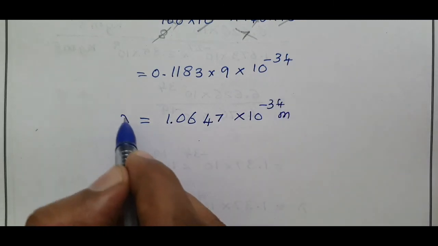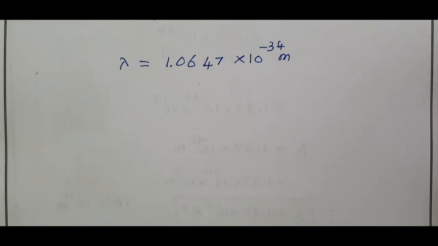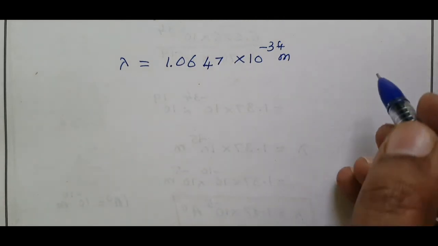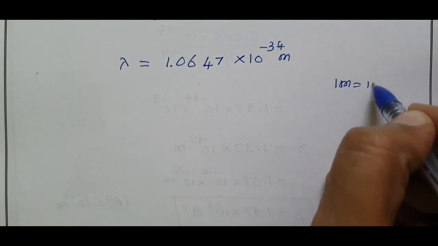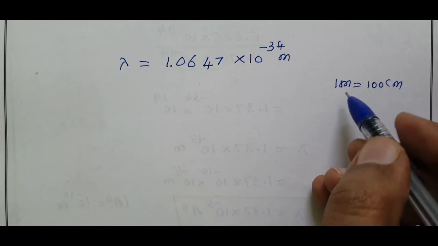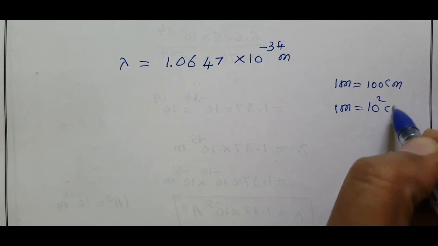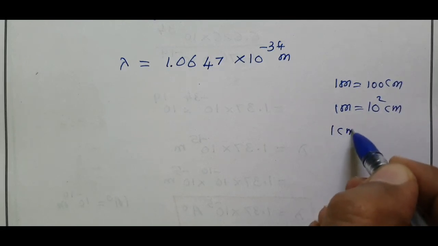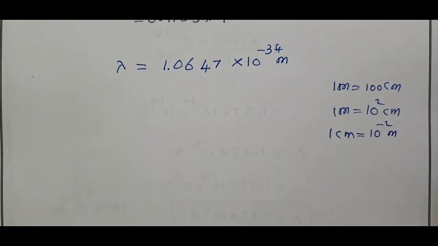This is the lambda value. But the question is, we have to calculate lambda in centimeter. 1 meter equal to 100 centimeter. That means 1 meter equal to 10 power 2 centimeter, or 1 centimeter equal to 10 power minus 2 meter.